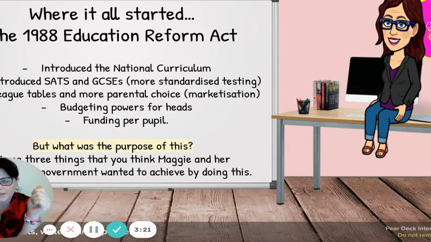So it all started with the 1988 Education Reform Act. And that was what introduced the national curriculum. So it made things a lot more standardised across the UK, across England. It also introduced SATs and GCSEs. So these were standardised tests which were then able to be measured from school to school. So if schools are all doing the same tests, then it's easy to compare the results. This was also the introduction of league tables. Can you imagine a time where league tables didn't exist? But they didn't. So this was where league tables were introduced.